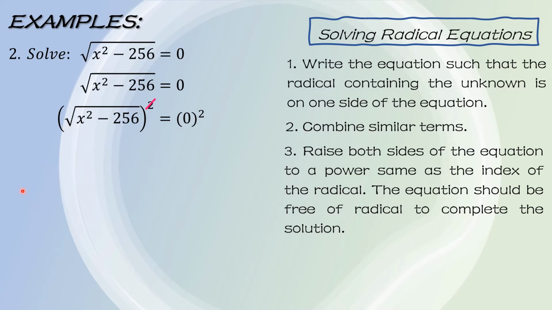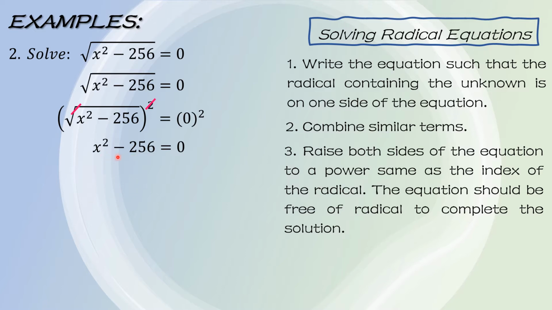So let us cancel the exponent 2 on the left side of the equation and the square root symbol. So ang matitira na lang ay x squared minus 256 and then 0 squared is equal to 0 because 0 times 0 is 0. So paano natin mahahanap ang value ng x?